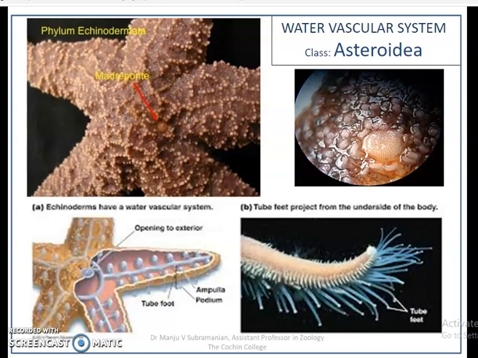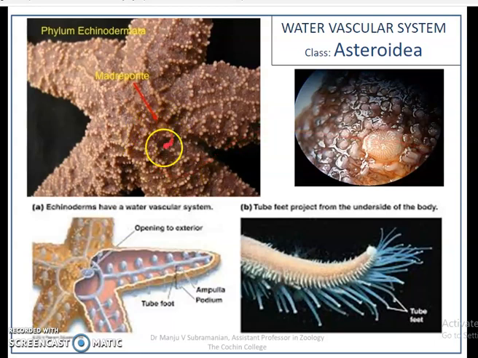and tube feet. These are the basic constituents of the water vascular system, and apart from this, there are certain other components also which add to this water vascular system.